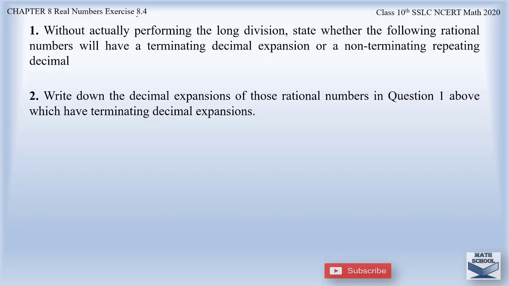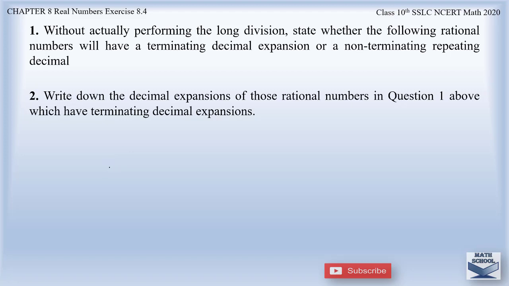So let us begin with exercise 8.4, with question 1 and question 2 given here. We will club both the questions and solve the exercise. Question number 1 says, without actually performing the long division method, state whether the following rational number will have a terminating decimal expansion or a non-terminating repeating decimal expansion. The second question says, write down the decimal expansion of those rational numbers in question 1 which have a terminating decimal expansion. So we are clubbing both these questions and we will solve the problems given here one by one. There are around 10 problems given.